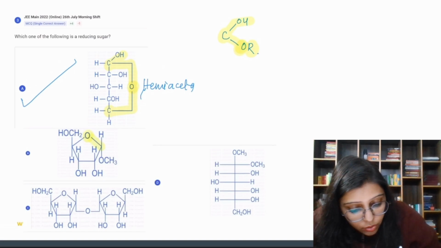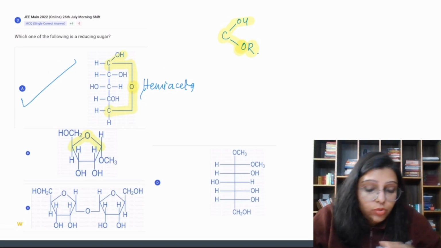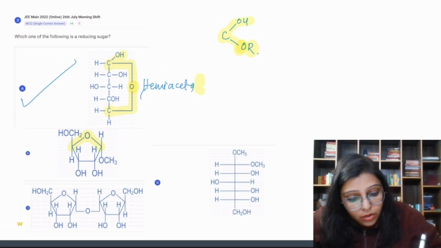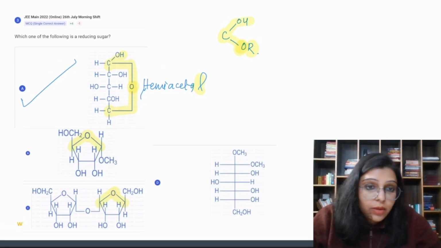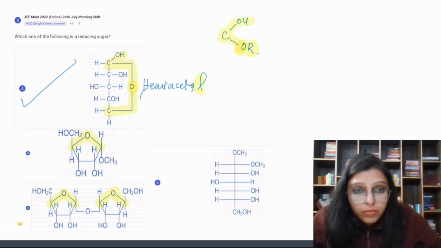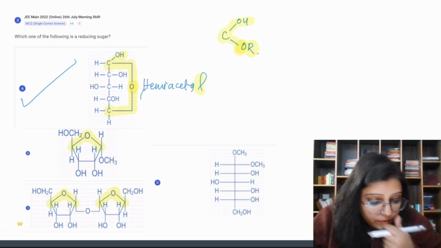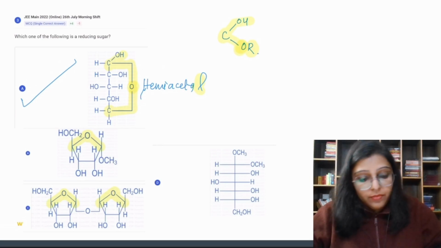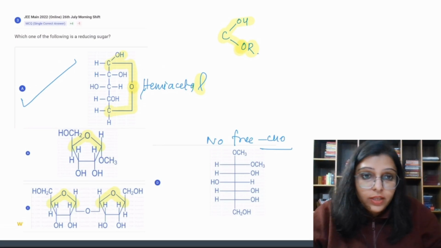This oxygen is connected to carbon, this oxygen is also connected to carbon, but the adjacent carbon is not bonded to OH. So no hemiacetal group, so non-reducing. Here check, this oxygen is connected to carbon, but the adjacent carbon is not bonded to OH. This oxygen is connected to carbon, this oxygen is bonded to carbon, but none of them is bonded to OH. So no hemiacetal. Here we do not have free CHO group. So that's non-reducing. So option A is the correct answer.